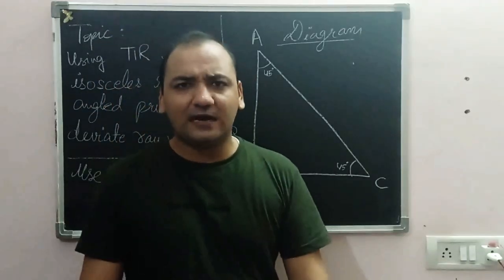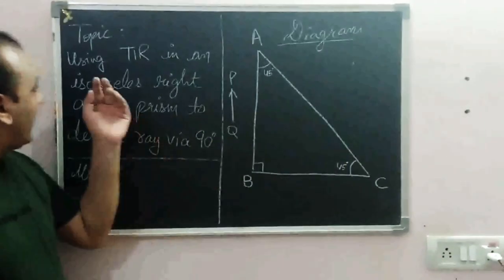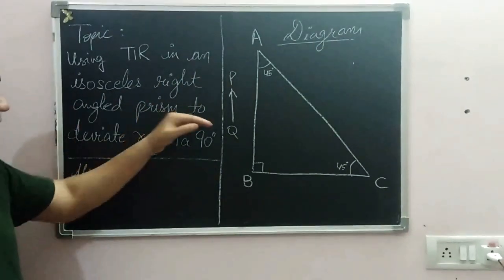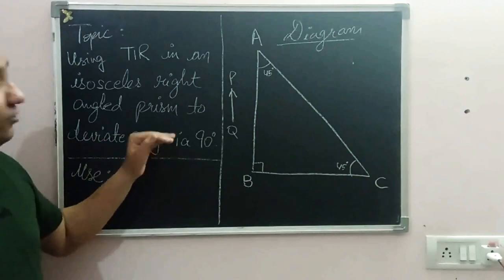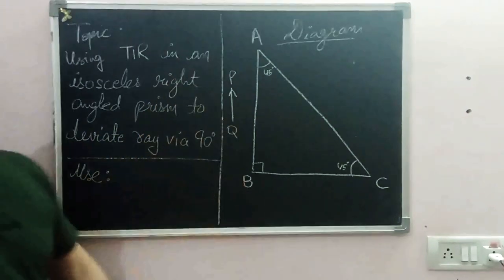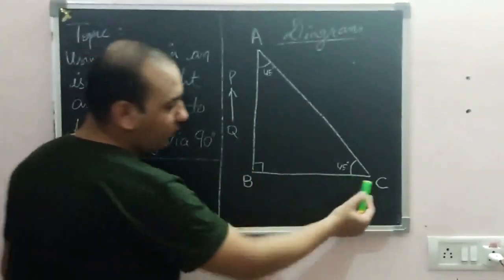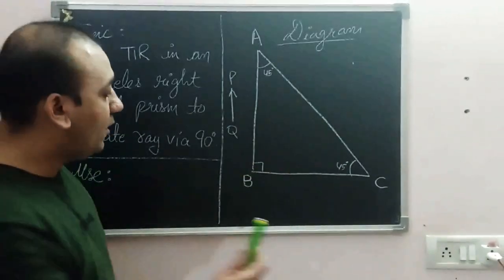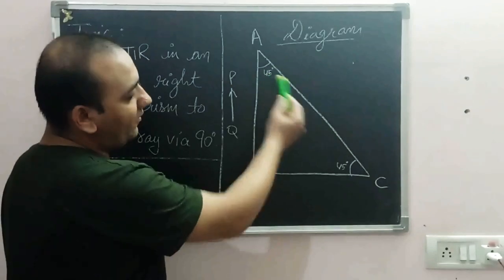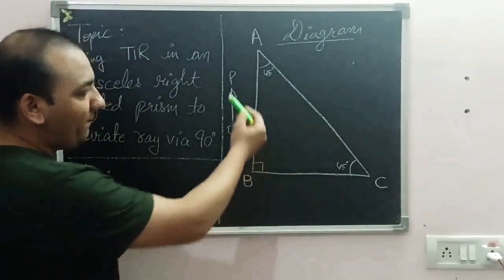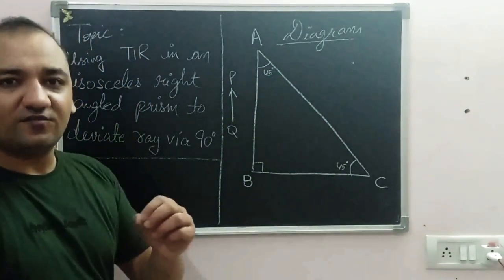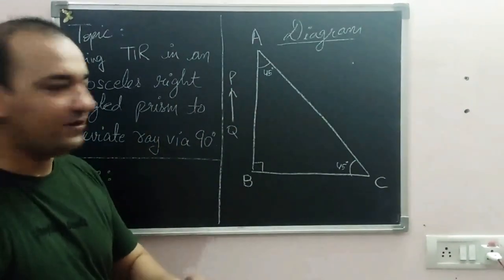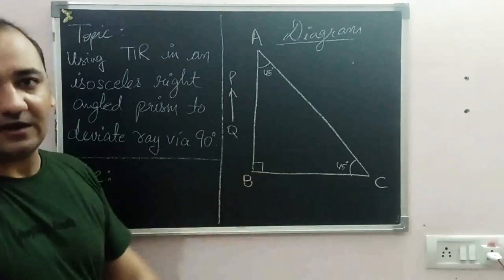Alright everyone, let's understand how we can use TIR in an isosceles right angled prism to deviate a ray through 90 degrees. In the diagram, we've got ABC, an isosceles right angled prism, the triangular area of cross section of the prism, with angle B as 90 degrees. The other two angles are 45 each. And we've got PQ. What exactly is this PQ? This is the object. We're going to pass two rays from it, which will come perpendicular to the surface.